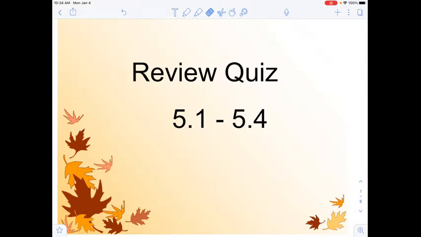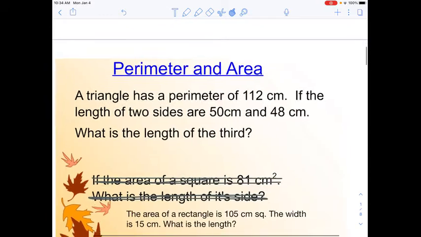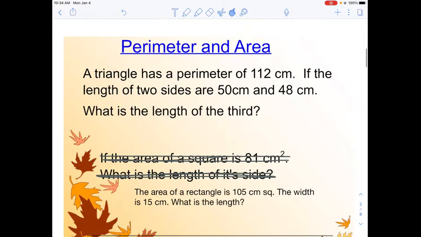This is a review for your quiz on lessons 5.1 to 5.4. So we're going to talk about perimeter and area, solving equations, and inequalities. The first couple examples will be on perimeter and area.